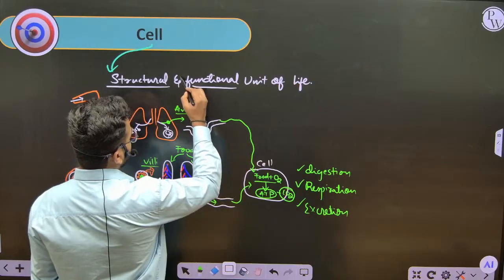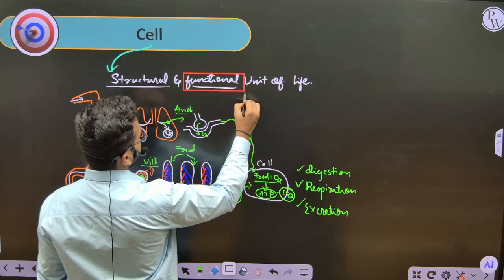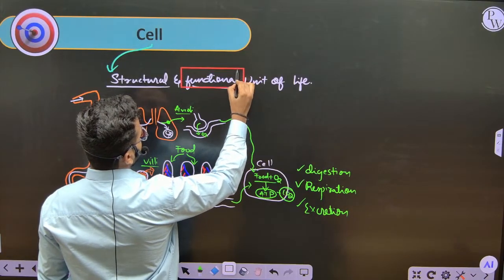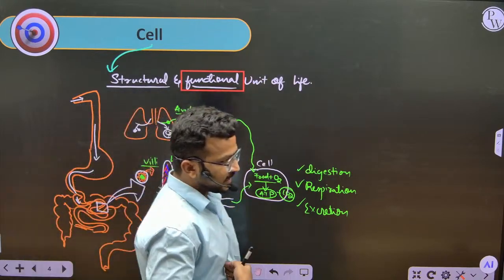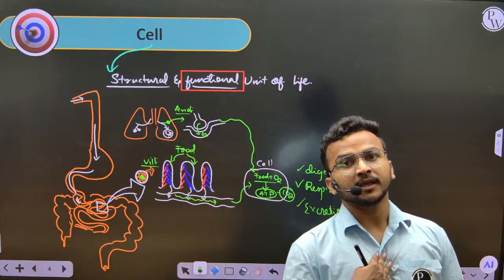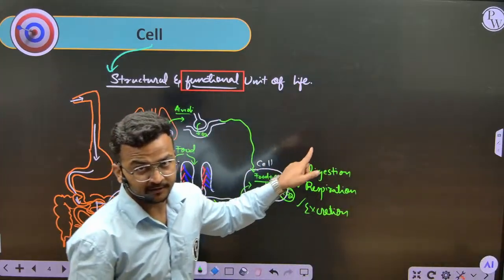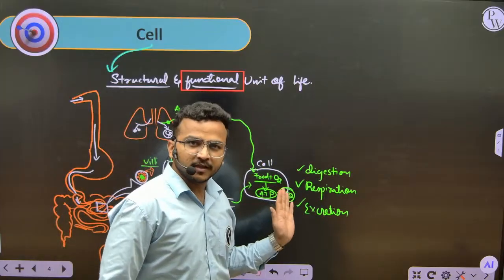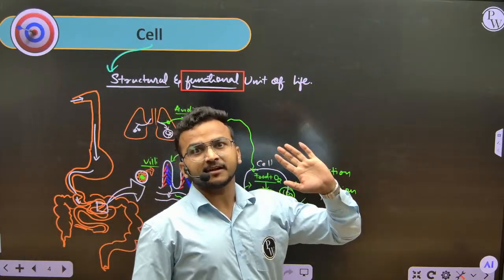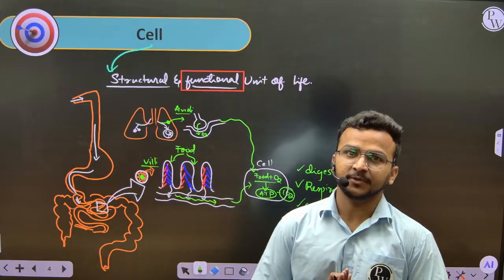So why are we calling it the functional unit? Because all the functions of our body are connected to the cell in one way or another. So that's why we say that the cell is the structural and functional unit of life.